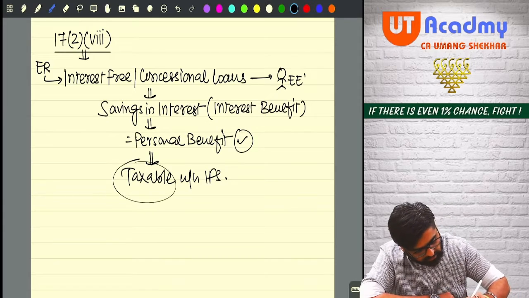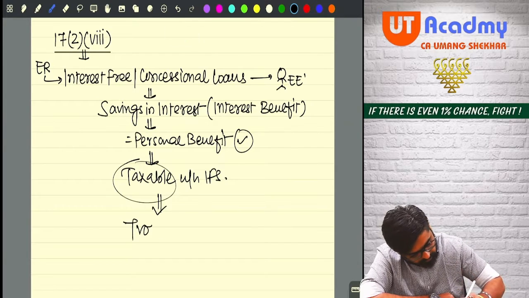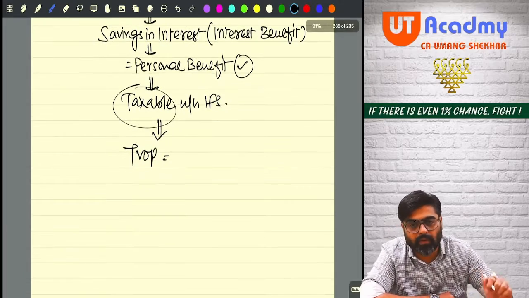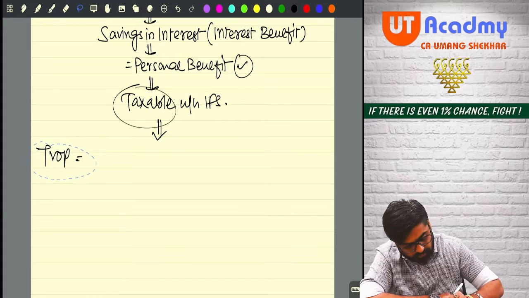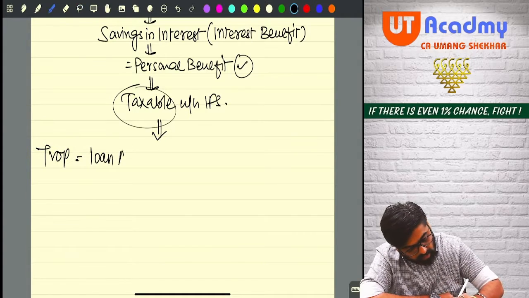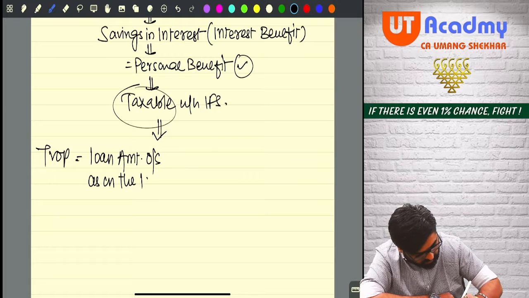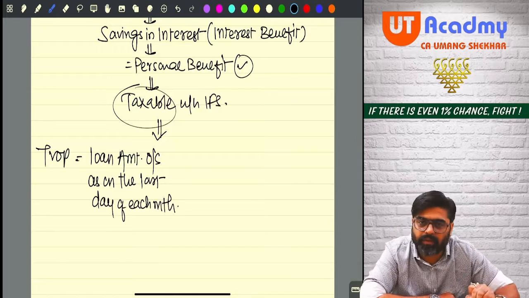But what will be the taxable value? Value means TVOP. So now the TVOP calculation will be happening like this. Pay attention. You are supposed to take loan amount outstanding as on the last day of each month of the previous year. Yes or no?